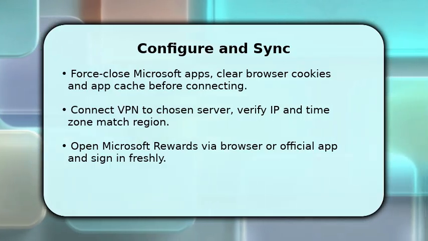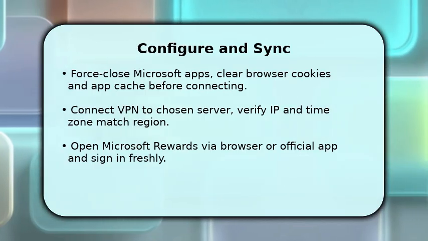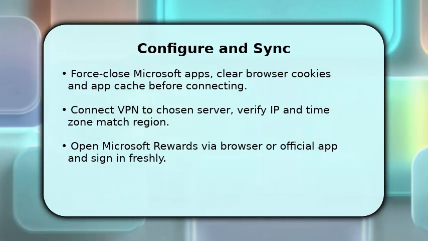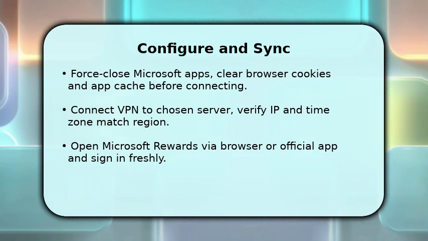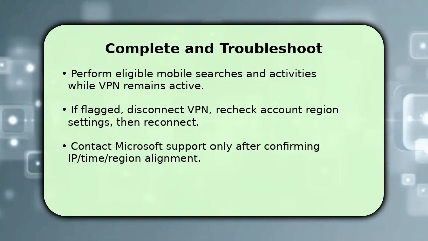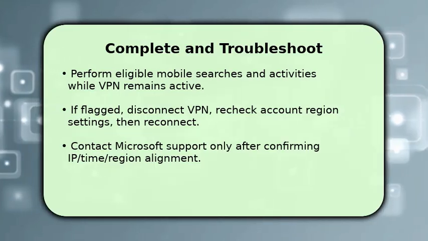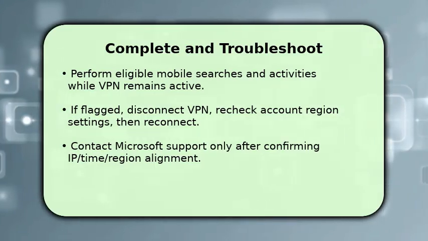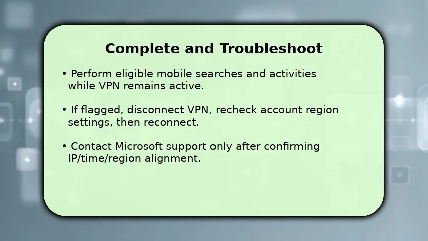Now open the Microsoft Rewards page or app and sign in anew. Make sure location permissions are off for the app so only IP determines location. This coordinated state avoids cross-check mismatches that trigger account blocks. Finish by performing your mobile rewards activities while the VPN remains active so your session stays region consistent. You should pace actions to mirror normal usage rather than sudden bulk activity.